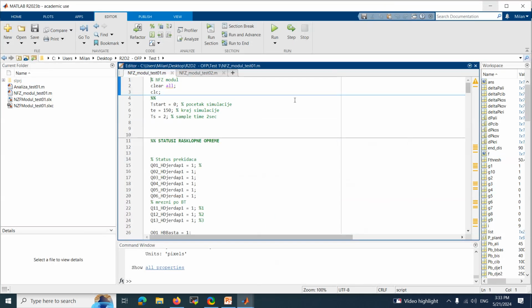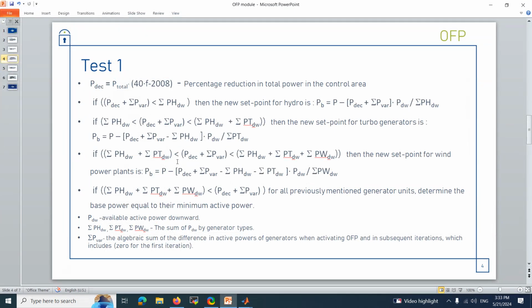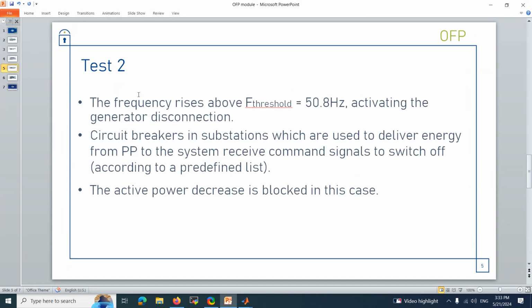Now we will start test number 2. This test is focused on the generator disconnection mechanism. The frequency rises above the frequency threshold, that in this case is set to 50.8 Hz. It is important to mention that the frequency threshold value is not hard-coded, and it is one of the inputs for the starting algorithm and application later.